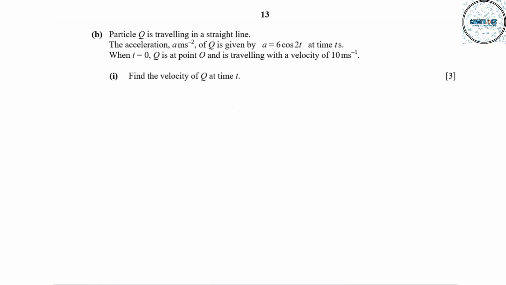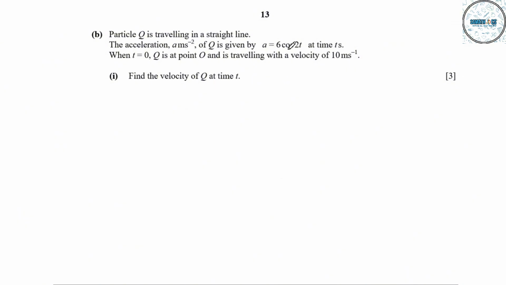Now to part B. Particle Q is traveling in a straight line. The acceleration a meter per second square of Q is given by a is equal to 6 cos 2t at time t second. When t is equal to 0, Q is at point O and is traveling with a velocity of 10 meter per second. Find the velocity of Q at time t. It means that we have to find the equation for velocity.